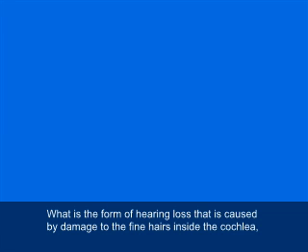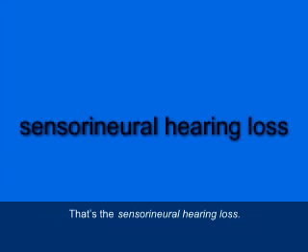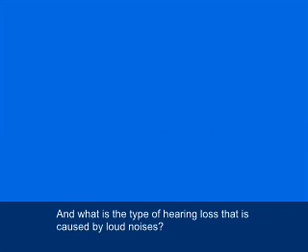What is the form of hearing loss that's caused by damage to the fine hairs inside the cochlea, damage to the auditory nerve, or damage to the brain? That's the sensorineural hearing loss, S-E-N-S-O-R-I-N-E-U-R-A-L, sensorineural, and then hearing loss. And what is the type of hearing loss that's caused by loud noises? Well, that's the noise-induced hearing loss, noise-induced, and then hearing loss.